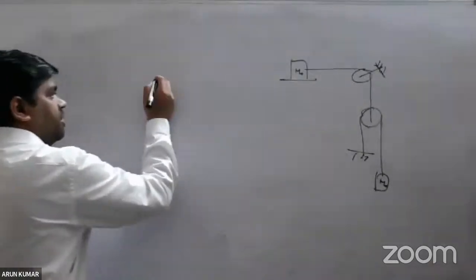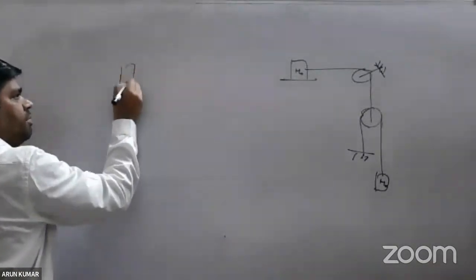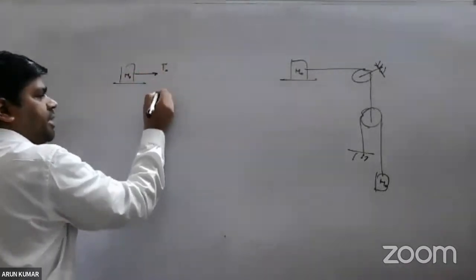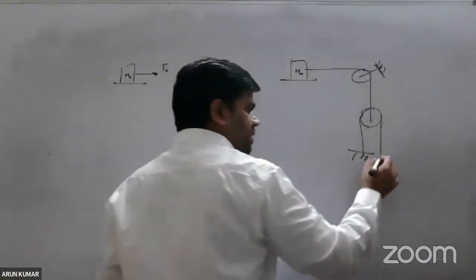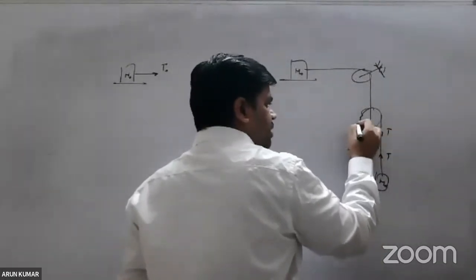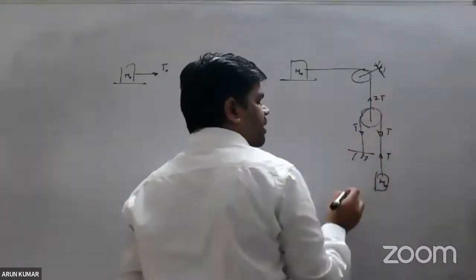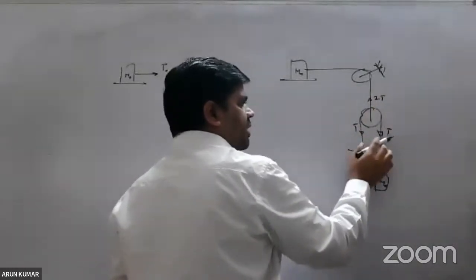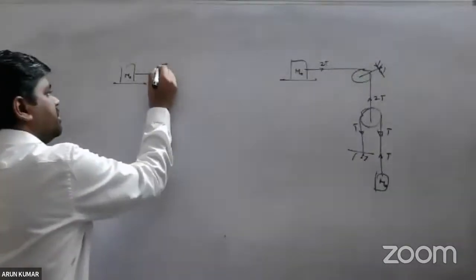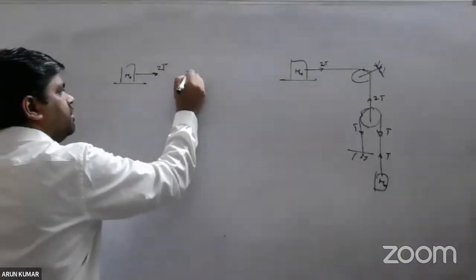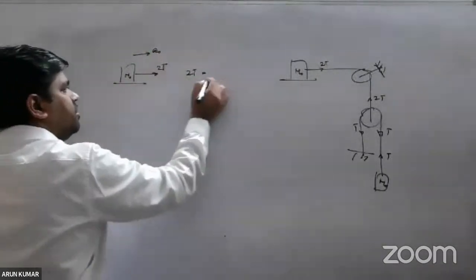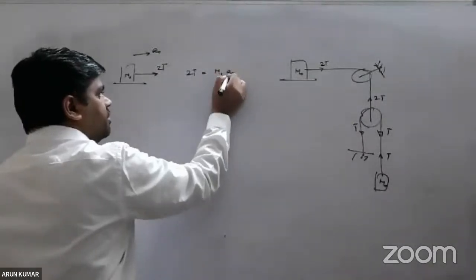So for this one, for the particle on the table, I've got a mass as m naught, tension is T. If I say this tension is T, this is T, this is T, this will be 2T, right? Because the pulley is massless. T and T, 2T, so this will also be 2T. And acceleration is, let's say, A naught. 2T is equal to m naught into A naught.